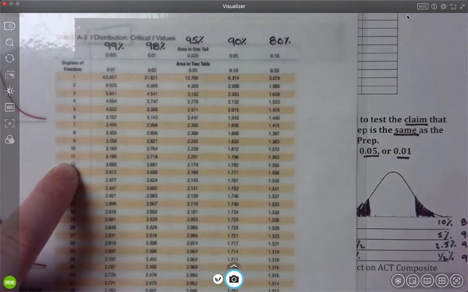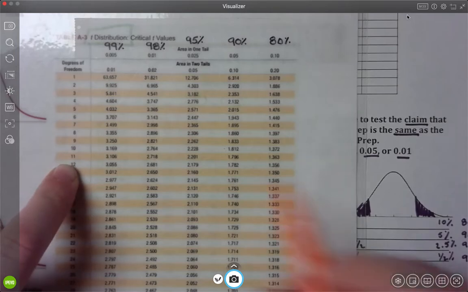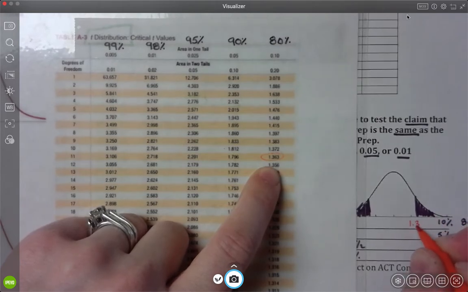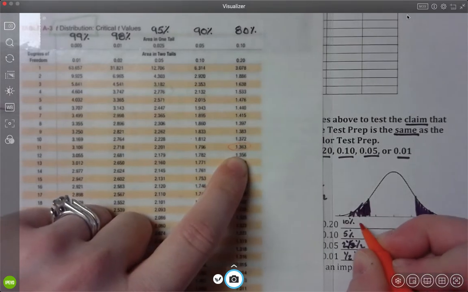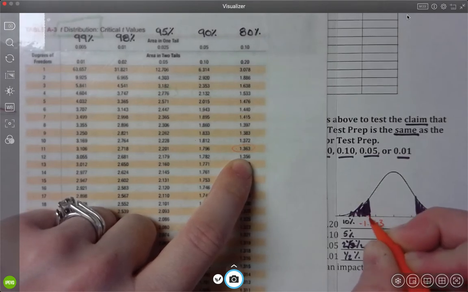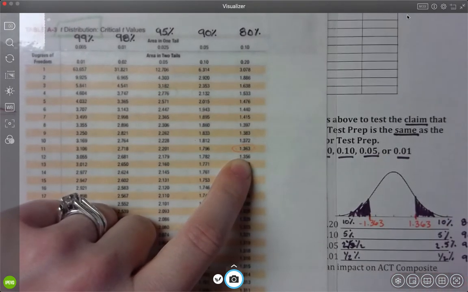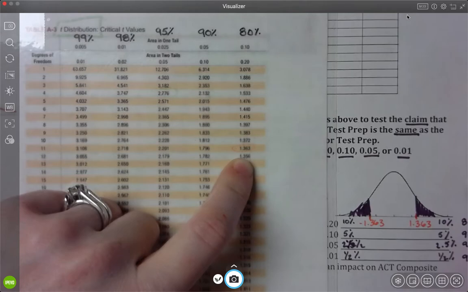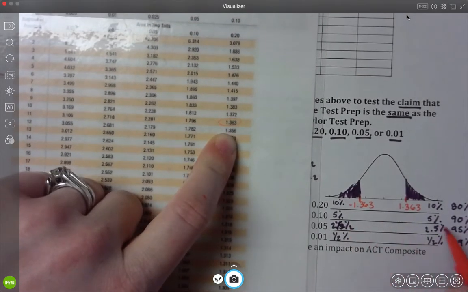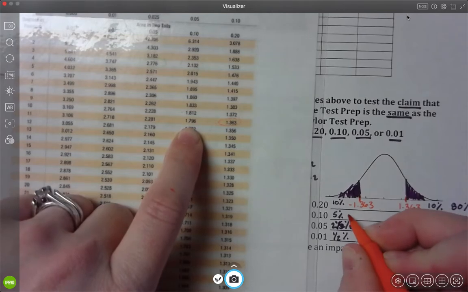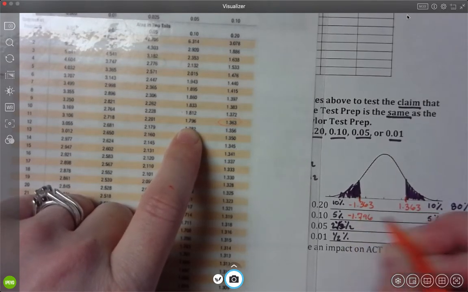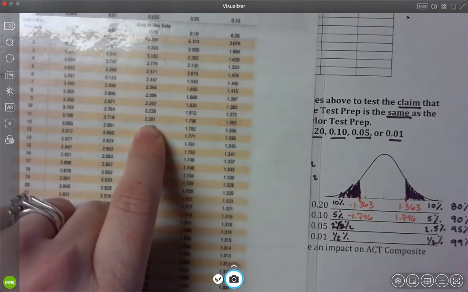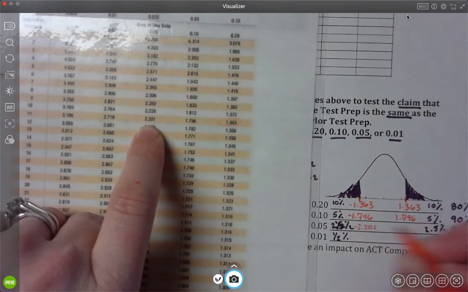So first I want an 80%. At 11 degrees of freedom, 80% is going to be 1.363 and negative 1.363. That's where these cutoff marks are going to be. Then I'm going to figure out where our test statistic lives in between there. The 90% is right next to that, so this would be negative 1.796 and positive 1.796. 95% right next to that is negative 2.201 and positive 2.201.